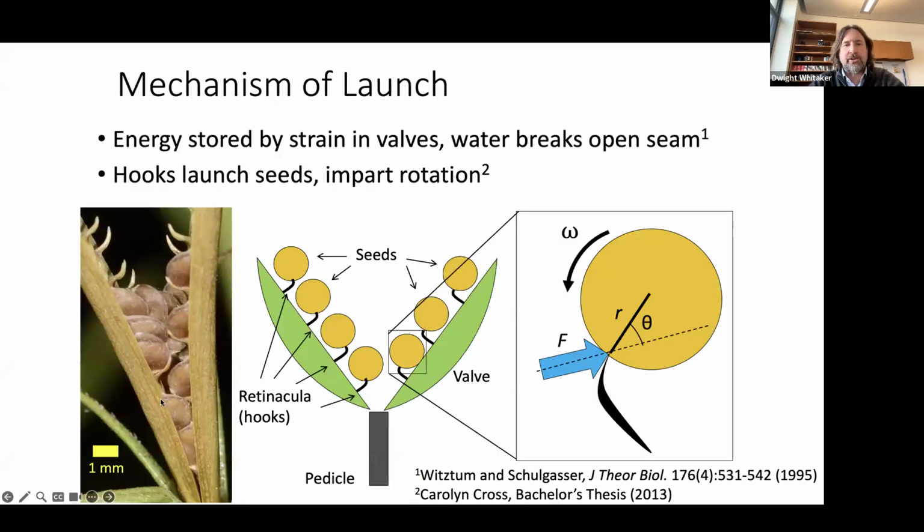So here's that same picture with a millimeter scale bar, but you can see these little hooks, which are called retinacula, if you want to talk like a biologist, are the things that do the launching of the seeds. And what's going to happen is as the valves move outwards, the seed is going to roll off the tip of the hook. If this is a hook moving to the right here, this seed is going to roll off such that it has backspin, right? So it'll be traveling to the right, but in the picture that you see, it'll be rotating counterclockwise.